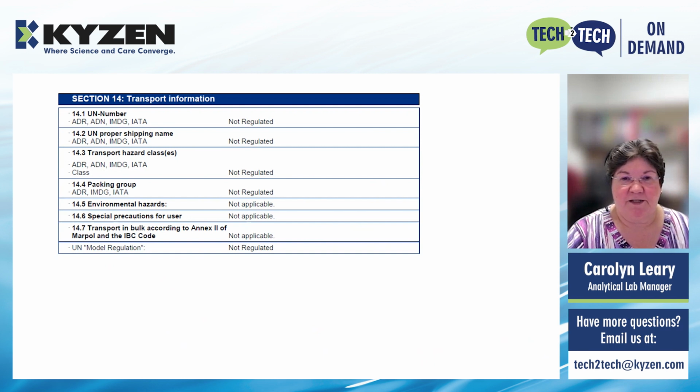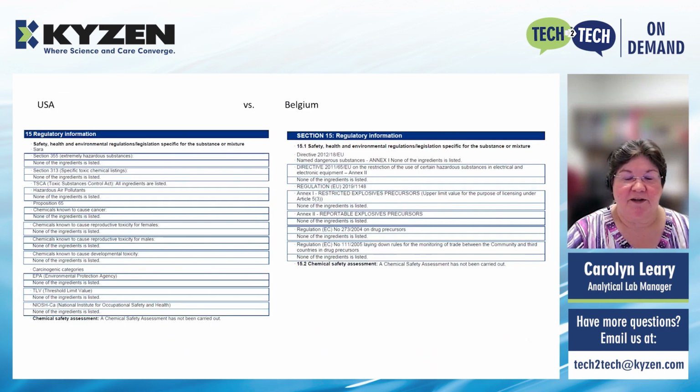Section 14 is our transportation section. This material is not transported, but you can see that we've discussed the UN number, its shipping name, and included the other subsections for proper transportation. And Section 15 is regulatory information.